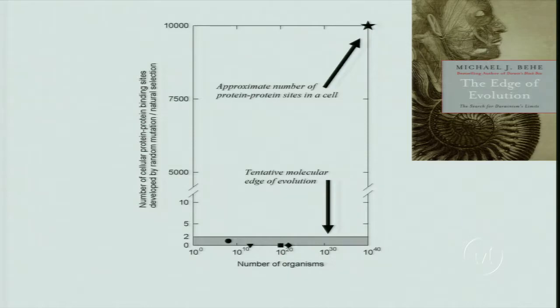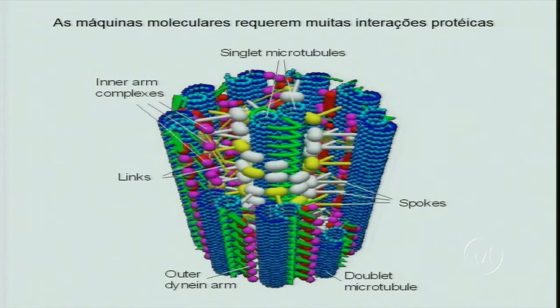So this is the limit of evolution, and this is what we have seen through observation, and this is what we need. So, 2 protein-protein binding sites, and yet the cell is filled with machines like the cilium, in which these different colors, structures are held together by different protein-protein binding sites. So clearly this is very far beyond the edge of evolution.